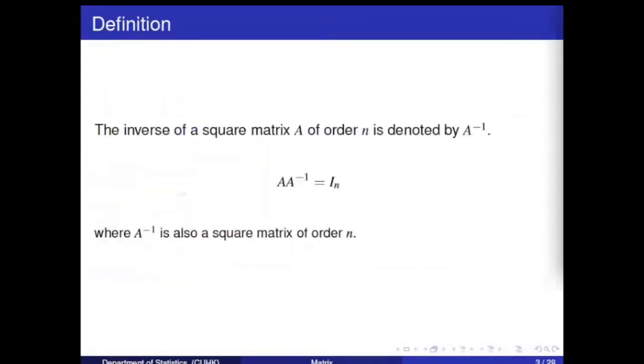Definition: the inverse of a square matrix A, of order n, is denoted by this symbol, where the product of A and the inverse of A is equal to an identity matrix of order n. The inverse of A is also a square matrix of order n. Please note that the matrix A must be a square matrix. Otherwise, its inverse will not be found.